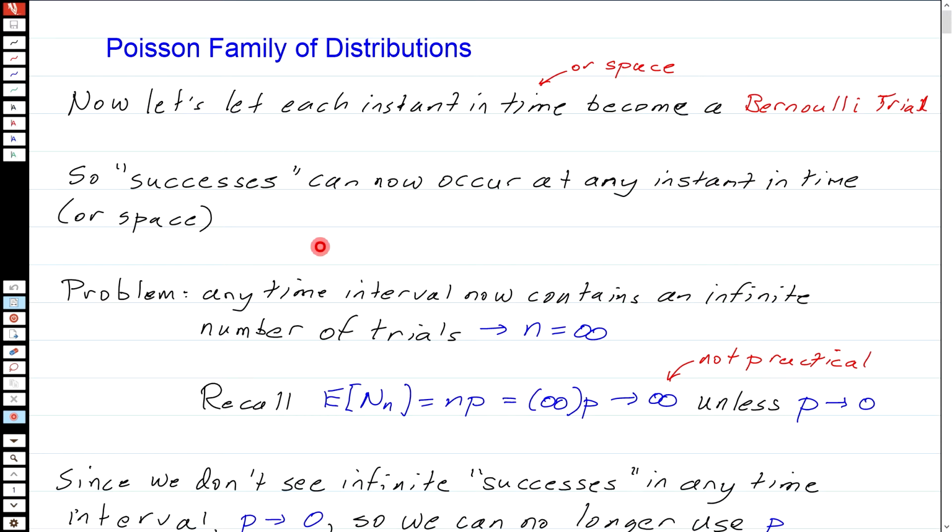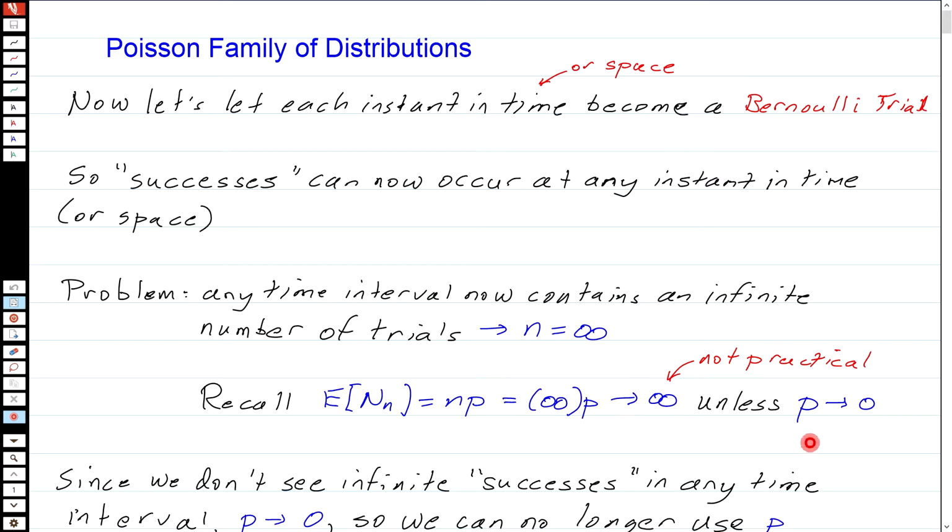Okay, so the problem we face now is that every single time interval contains an infinite number of trials. In other words, the number of trials is going to infinity. If you recall, the expected number of successes or arrivals in n trials is n times p. Now, if n goes to infinity, then infinity times p goes to infinity unless p goes to 0. So if you have a non-zero probability of success, then this particular model will always lead to an infinite number of successes in any time interval, and that is not very useful to us.